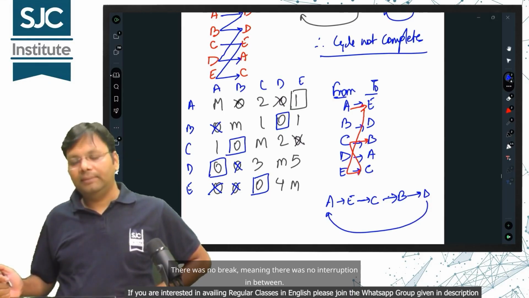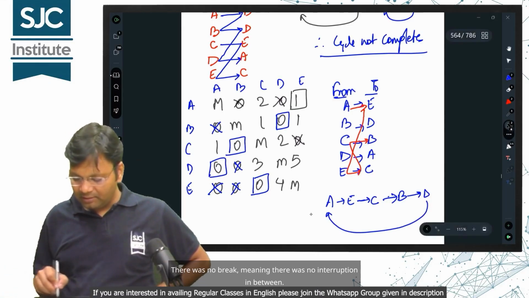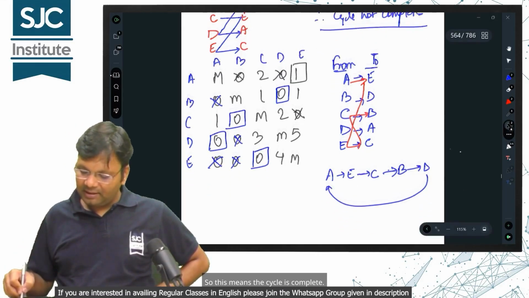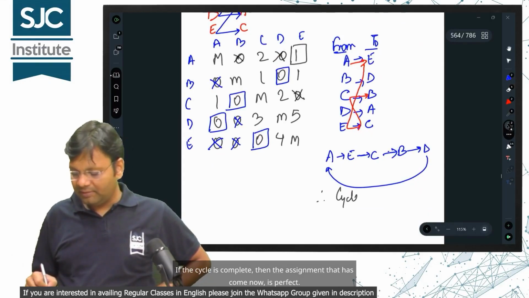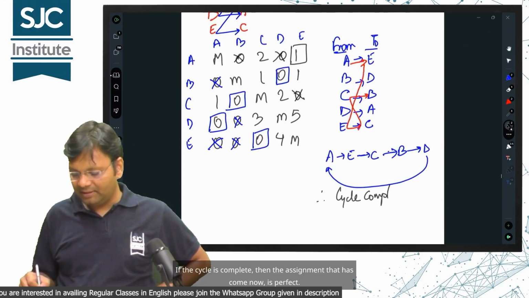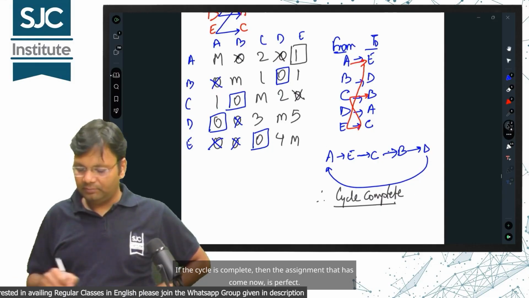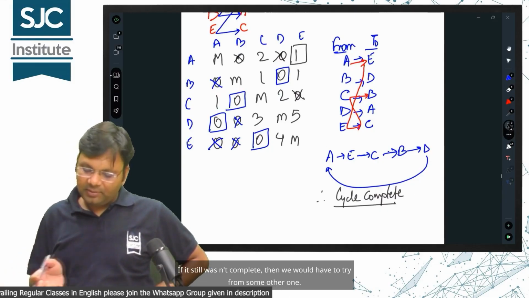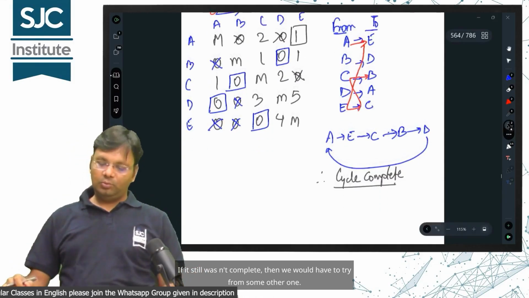There was no break, meaning there was no interruption in between. So this means the cycle is complete. If the cycle is complete, then the assignment that has come now is perfect. If it still wasn't complete, then we would have to try from some other one.